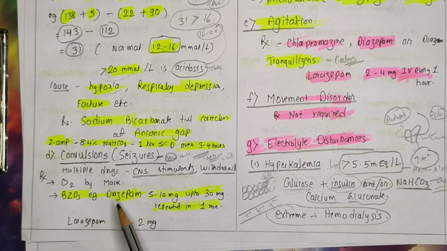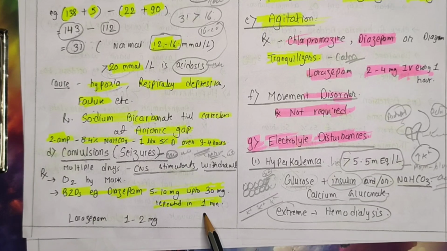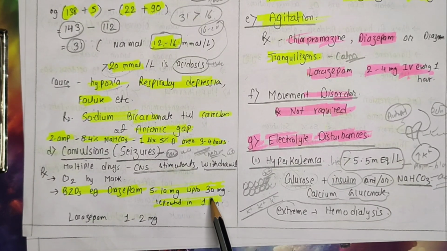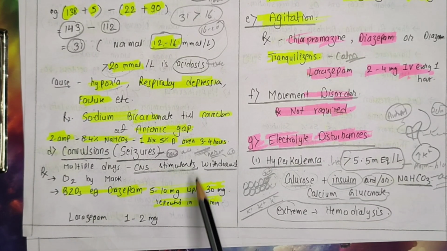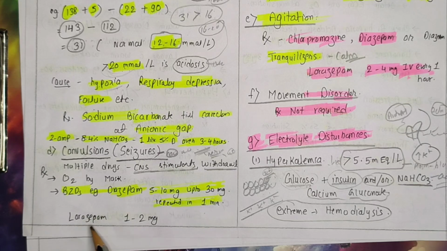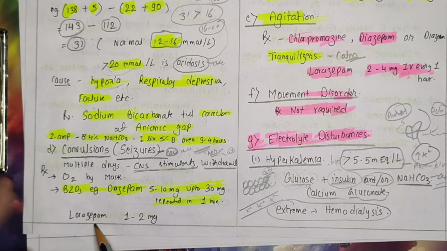In the benzodiazepine category, diazepam is the safe drug with a large drug safety index. We can give a dose of 5 to 10 mg, and we can increase this dose up to a max of 30 mg in a repeated manner. If the convulsions are not controlled, we can repeat in 1 minute. We can repeat it thrice up to 30. If it is controlled, well and fine. If it is not controlled, then we will go to another potent drug called lorazepam.